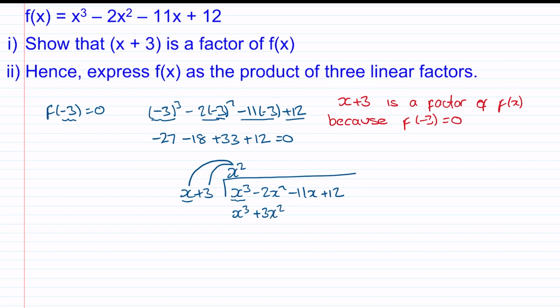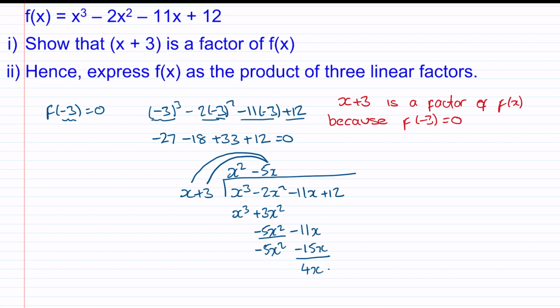Then we'll work out the difference of our x squared terms, and negative 2 take away the 3 is going to be minus 5x squared. We'll drop down the next term, negative 11x, and then we'll divide the negative 5x squared by x. And this gives us negative 5x. So we'll repeat the process. Negative 5x times x is another negative 5x squared. And then negative 5x times 3 is negative 15x. The difference between the x terms, negative 11 take away negative 15, is 4x.